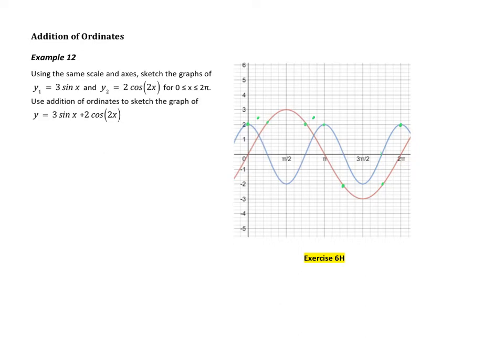Now, in an exam situation, boys, you'd be given a pretty good scale. So we can see here the red line's at 3, the blue line's at -2. So if I add those together, I get +1. Down here at 3 pi on 2, one of them is -2, the other is -3, so it should come down to -5. All right.